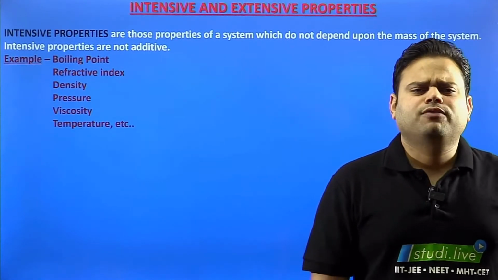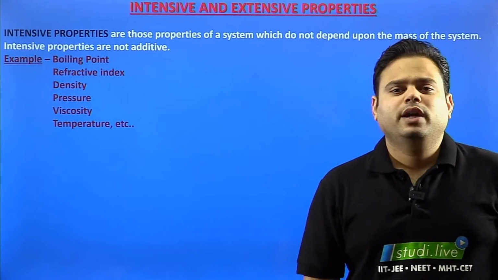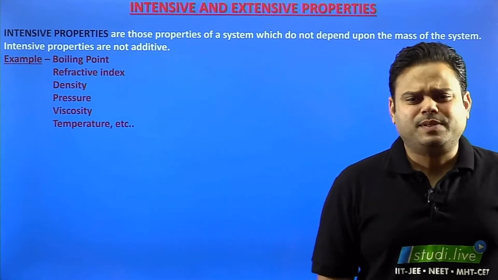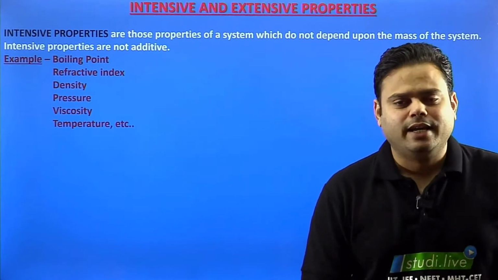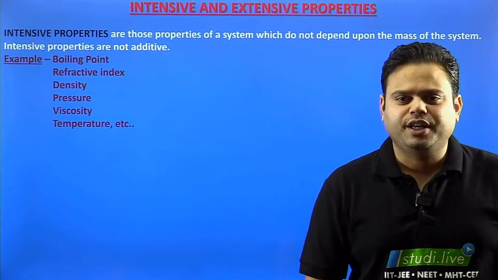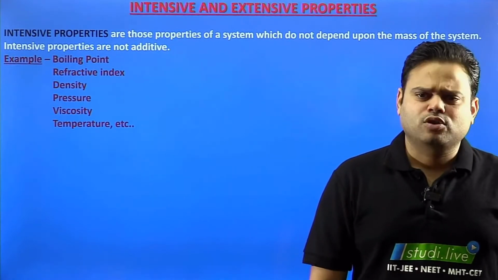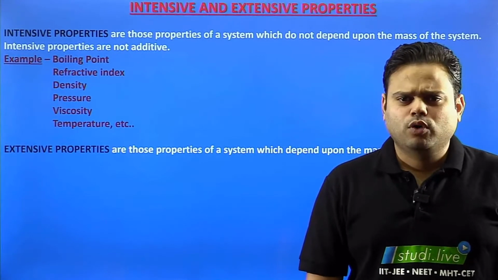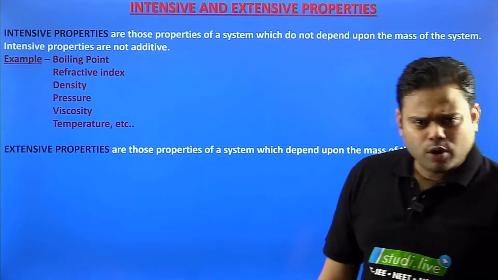There are a lot of quantities which can be termed as intensive properties of a substance, which have nothing to do with the mass or the quantity of the substance. It has nothing to do with the quantity of the substance or the mass of the substance which is involved. Going ahead, what do we mean by extensive properties?